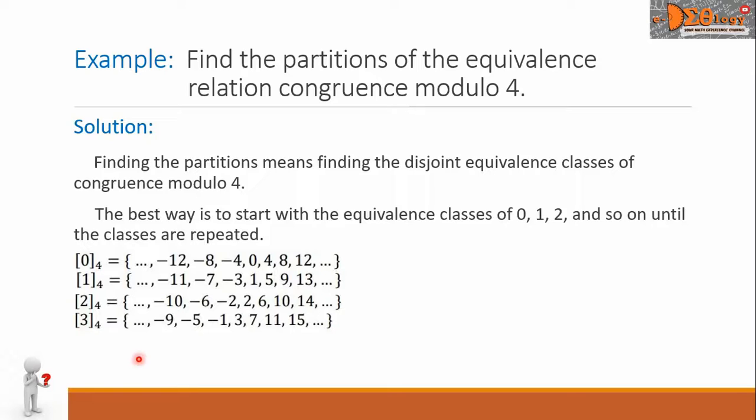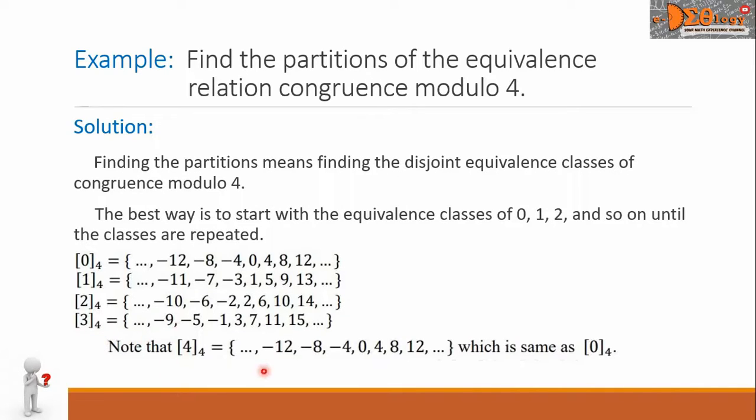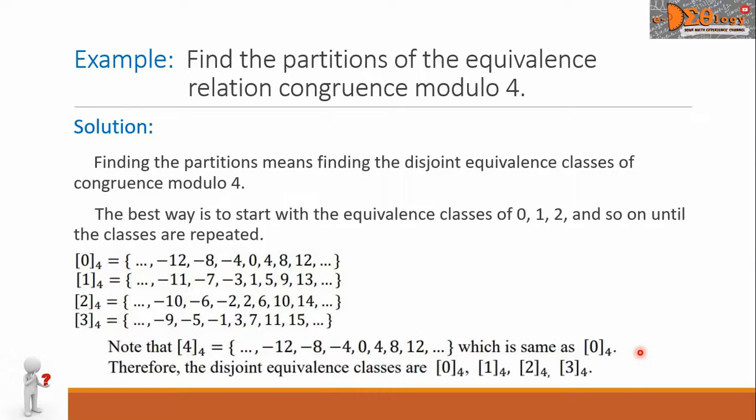Take note that if we're going to write the equivalence class of 4, the elements will be the same as the equivalence class of 0. Therefore, since the classes are now repeated, we're going to stop here. Therefore, the disjoint equivalence classes are 0, 1, 2, and 3 of the relation congruence modulo 4 respectively. This is now our final answer.